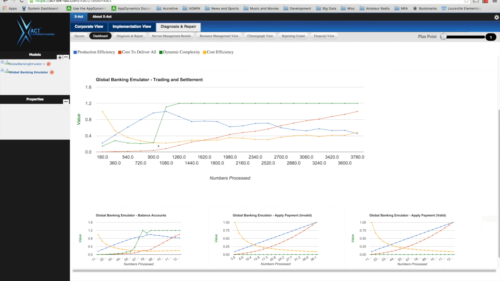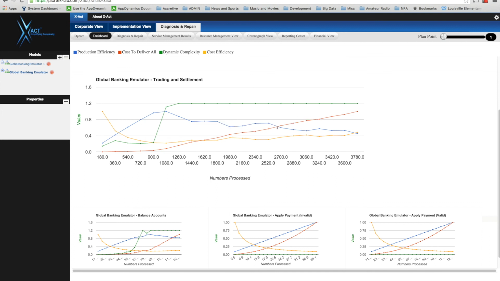But as we get to around 900 a minute, between 900 and 1080 a minute, our dynamic complexity jumps up, which means we're starting to have a lot of contention. This would be around, this is 0, 1, 2, 3, 4. This is the fourth plan point. Between the fourth and fifth plan point, things get really bad, and our production efficiency starts to decline. Our cost to deliver seems to be fairly steady moving along, but then it begins to increase.